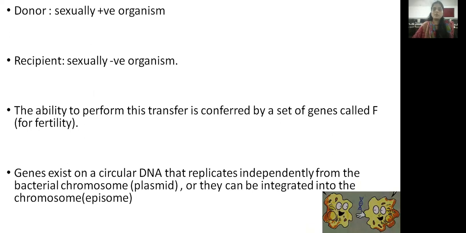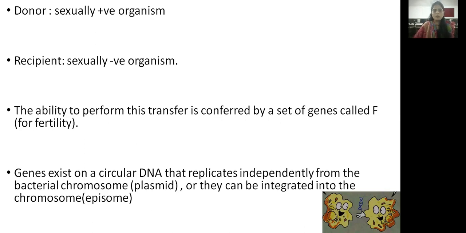The donor is called a sexually positive organism as the F plasmid is present, while the recipient, a female cell, is called a sexually negative organism as the fertility plasmid is not present. This ability to perform transfer is conferred by a set of genes called fertility genes, which are present on the F plasmid. These fertility genes exist on a circular double-stranded DNA which replicates independently, or they can be integrated into the chromosome. The integrated form is called an episome.